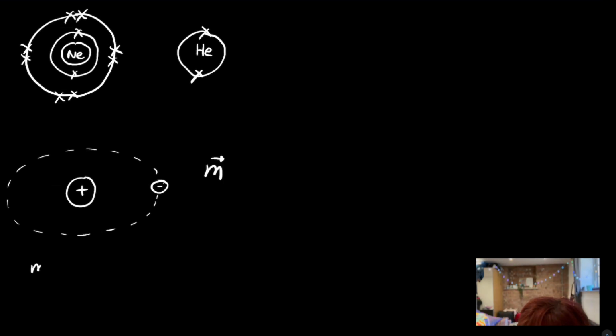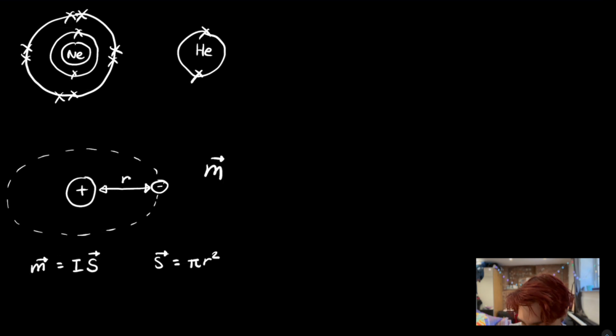So how do we calculate what the magnetic dipole moment is for this situation? Well, we said that M is simply equal to the current times the surface area which it's sweeping out. If we say that this distance right here is just r, the radius of the orbit of the electron, then S is simply equal to pi r squared, because the area of a circle is pi r squared. And if we take the upwards direction to be the z-axis, then this is in the z-hat direction, pointing upwards.